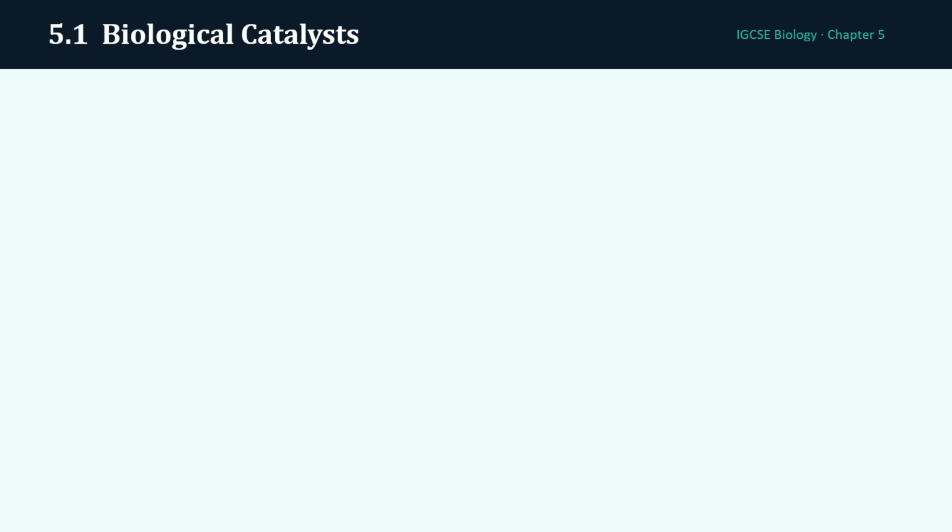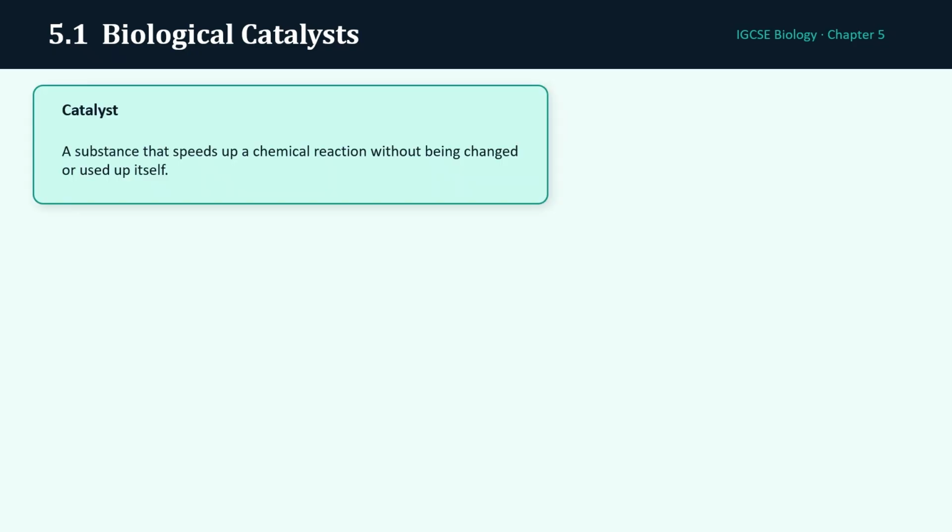So what exactly is an enzyme? First, let's understand the word catalyst. A catalyst is any substance that speeds up a chemical reaction without being used up itself. The last part is important. It is not consumed. It does its job and remains unchanged.